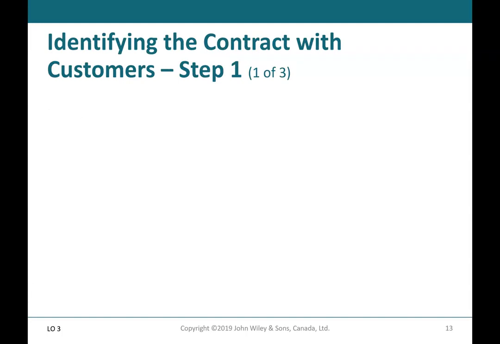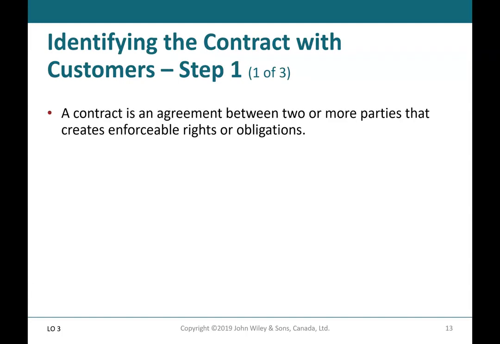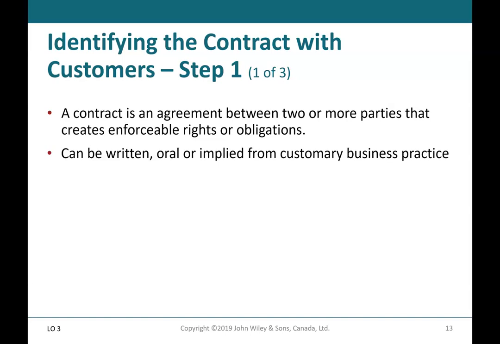Identifying the contract with customers, step 1, 1 of 3. A contract is an agreement between two or more parties that creates enforceable rights or obligations. It can be written, oral, or implied from customary business practices.